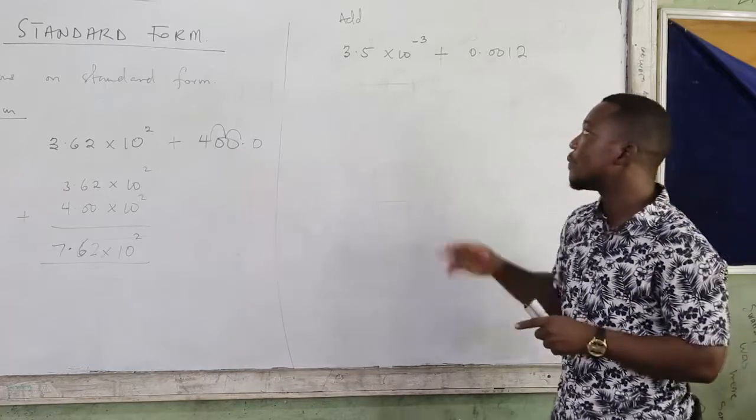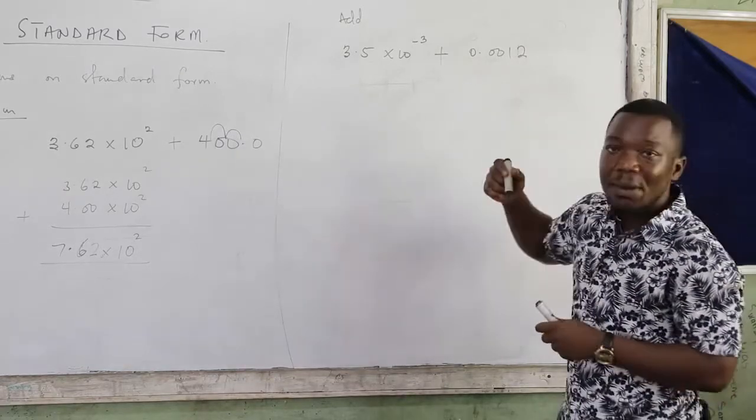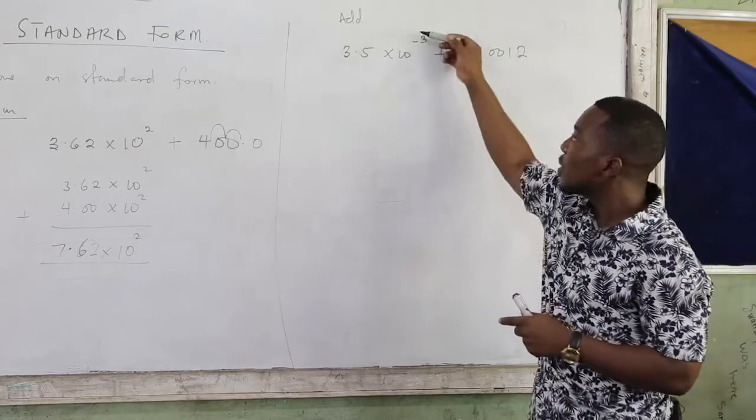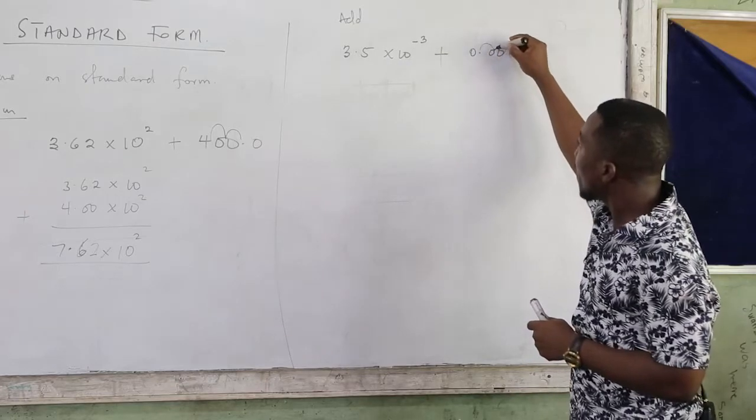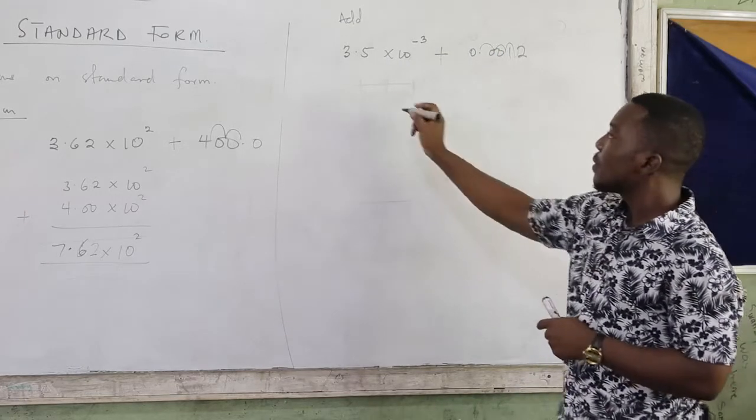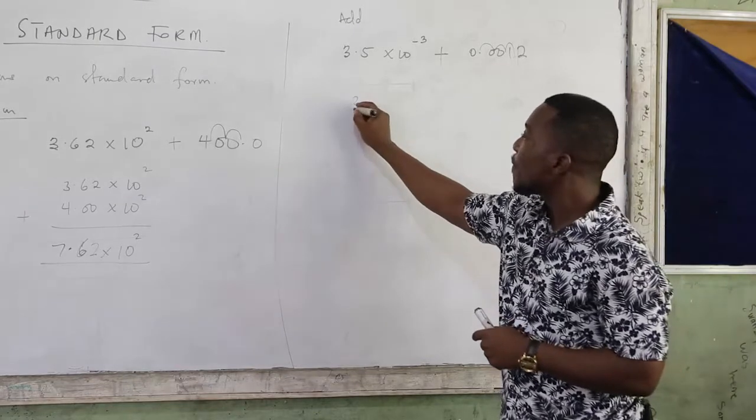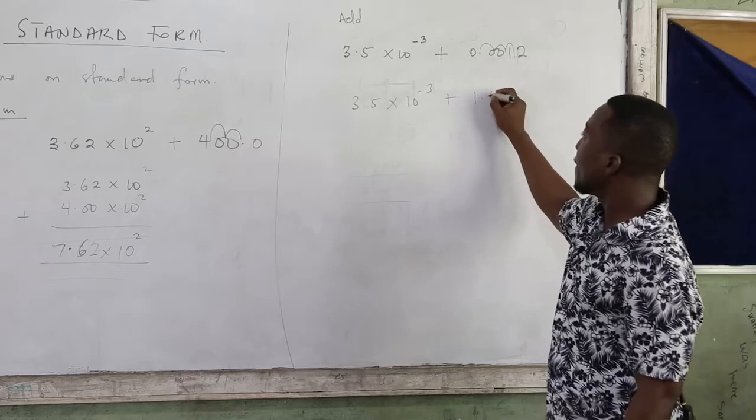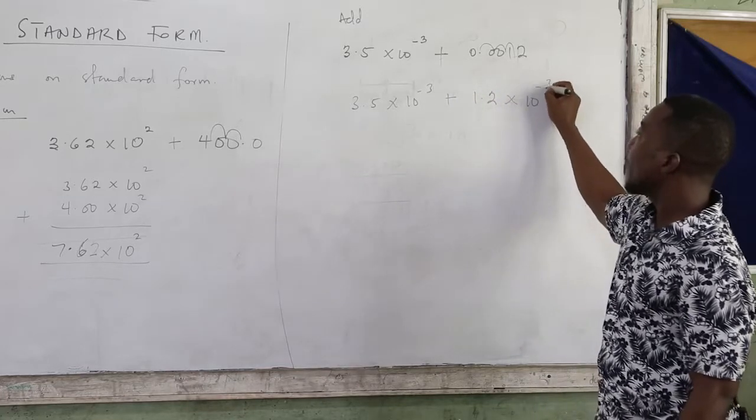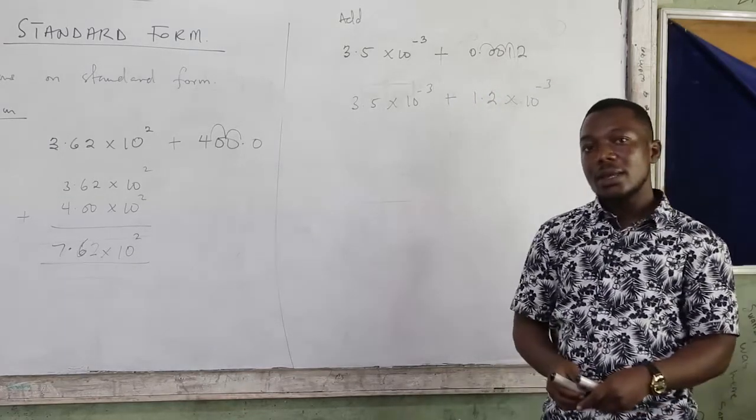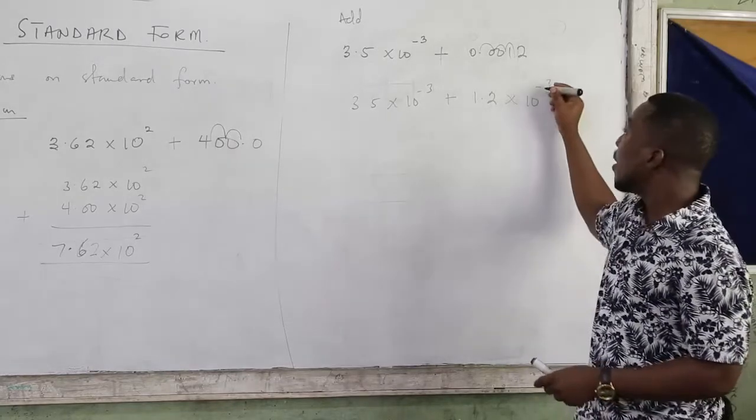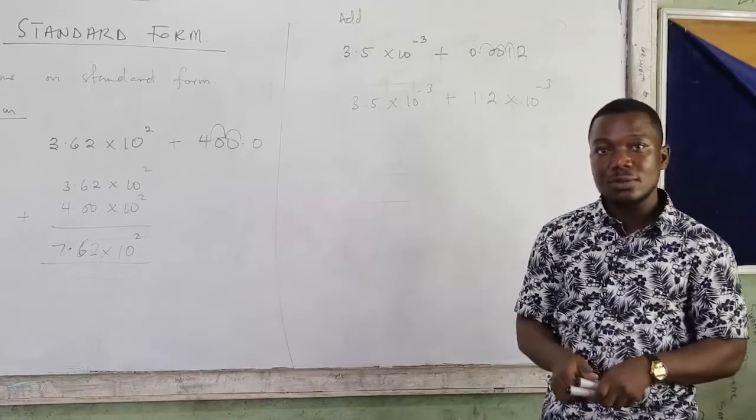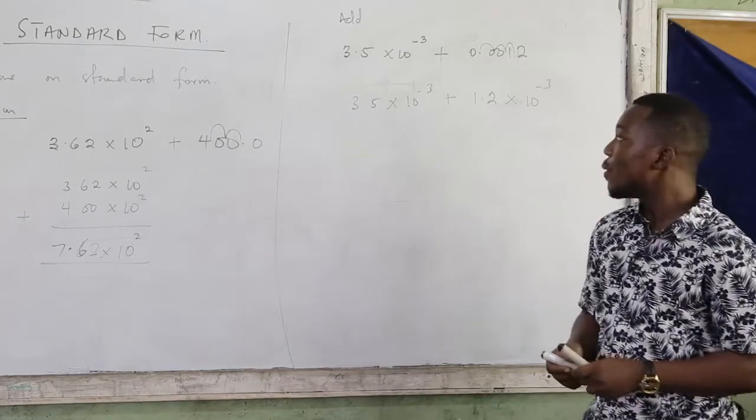Okay, so let's do the movement for the second one. How many times are we going to move? We are going to move 3 times because we are comparing with this. So now we have, good. Now this power for the 10 are all negative 3, and so it's very easy to add. So we'd like to do the addition. So please follow up.